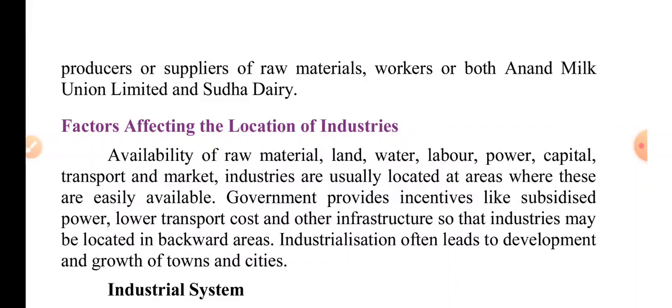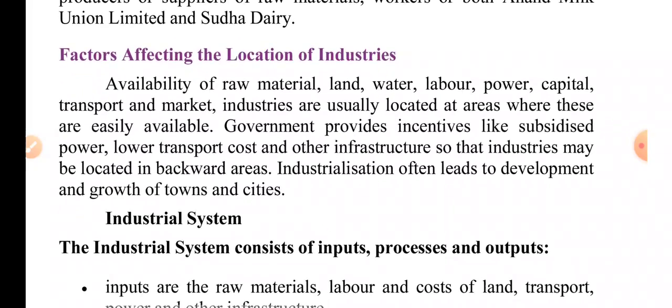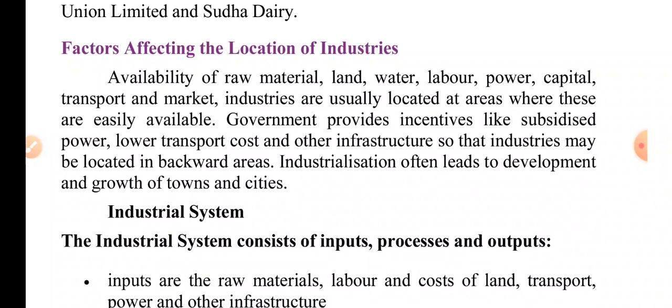And here comes your next topic, factors affecting the location of industries: availability of raw materials, land, water, labor, power, capital, transport and market. Industries are usually located in areas where these are easily available. Government provides incentives like subsidized power, lower transport costs and other infrastructure so that industries may be located in backward areas. Industrialization often leads to development and growth of towns and cities.